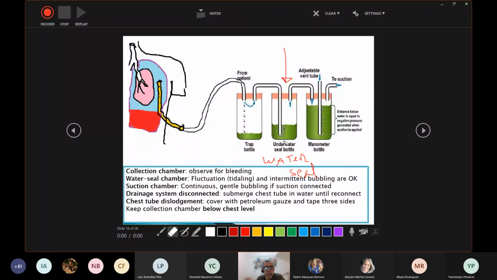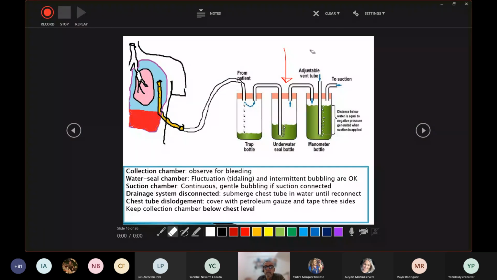So you see the water going up and then going down, and you see this fluctuation normally while the patient is breathing. The water needs to be going up and down, up and down. And when the water is coming down, at the end of the expiration, you see bubbling. This bubbling must be intermittent, it cannot be continuous.